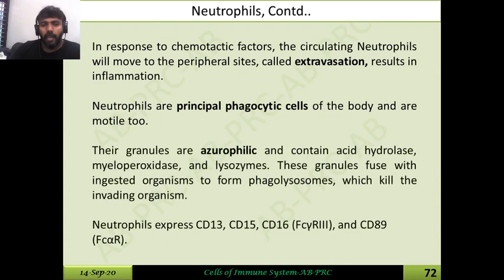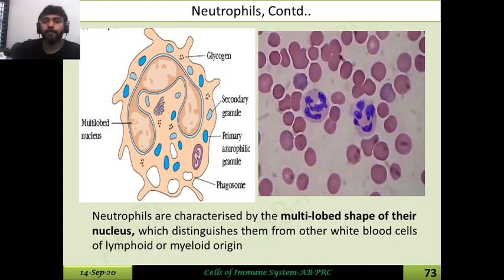Then the granules are usually acidophilic in nature. That means they contain very toxic chemicals, including hydrolase, myeloperoxidase, lysozymes, etc. All those are toxic to the targets, right. Normally they fuse with the targeted cells, which leads to the formation of phagolysosome, etc. We know that when we discuss phagocytosis. And the very common receptors found on the neutrophils are CD13, 15, 16, CD89, etc. These are the commonly found receptors on neutrophils.